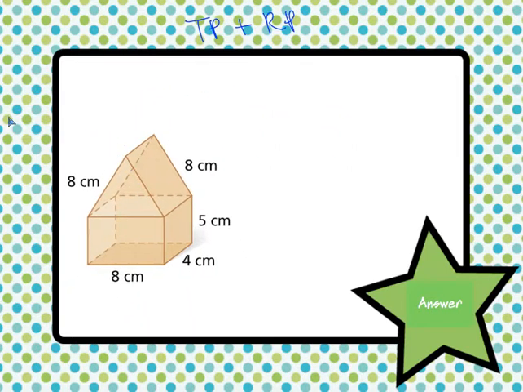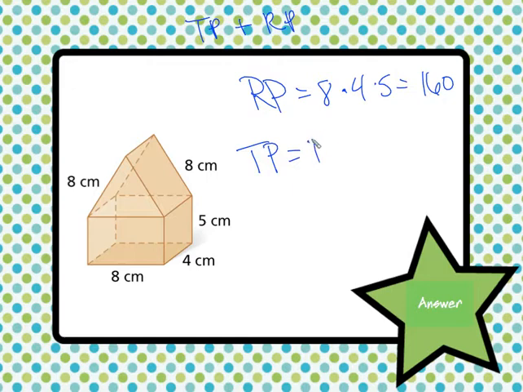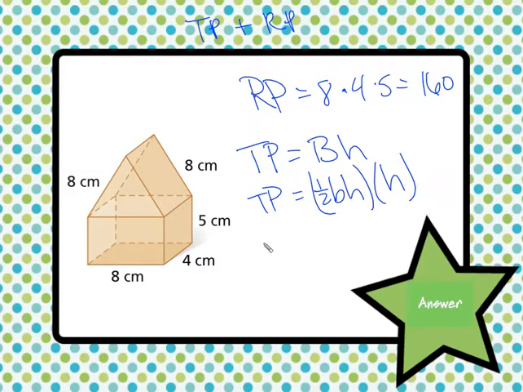So the volume of the rectangular prism, I'm going to do that first because it's much easier. It's length times width times height. So you do 8 times 4 times 5 and get 160. Now the triangular prism is going to be a little bit trickier. Triangular prism, remember all prisms are capital B times H, but capital B for a triangle base is 1/2 base times height of the triangle times the height of the prism.